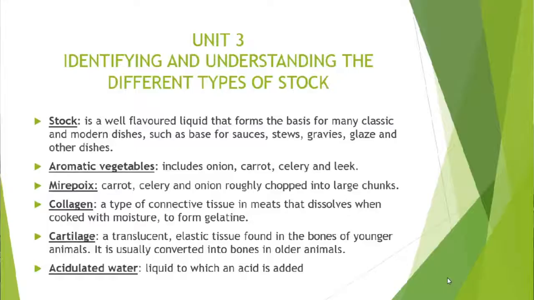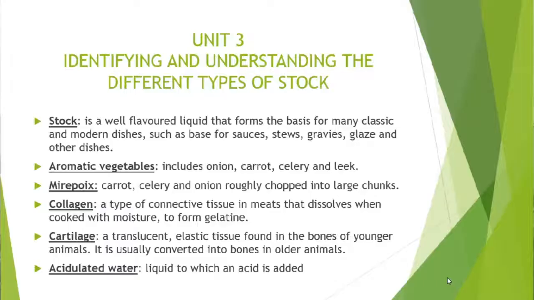Then Unit 3, it's whereby we'll be identifying and understanding the different types of stocks. Then before we can identify the different types of stocks, we need to explain some terms. The terms that we are going to explain, number 1, we need to know what is a stock. Number 2, what are the aromatic vegetables? Number 3, the meal box. Number 4, collagen. Number 5, cartilage, as well as acidulated water.